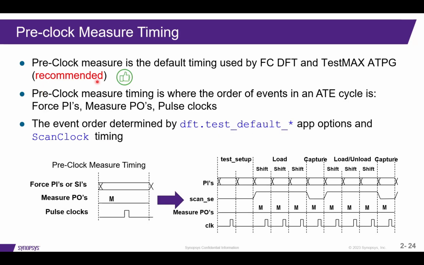The pre-clock measure is the default timing used by Fusion Compiler DFT and TestMax ATPG. The pre-clock measure timing is where, in the ATE cycle, it would force the primary inputs at the beginning of this clock cycle. It first measures the primary outputs and then pulses the clocks. The event order is determined by the DFT.test default options as well as the scan clock timing.